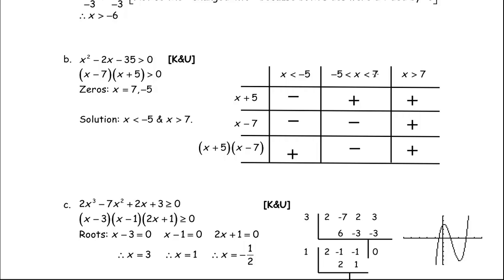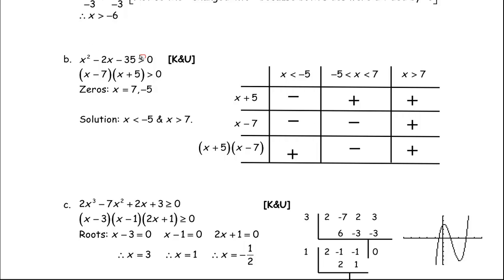Then we go between negative 5 and 7. So a number like 0, for example, is between negative 5 and 7. So we put 0 in here in place of x. 0 plus 5 is positive. 0 minus 7 would be negative. That factor is still negative. And the product of a positive and negative is a negative. And then above 7, like for example, let's say 8. 8 plus 5 is positive. 8 minus 7 is positive. And so the product of these two would be positive down here.